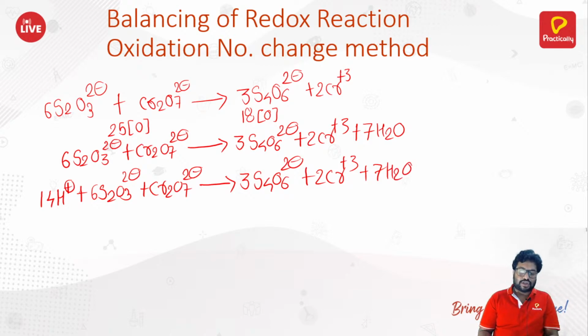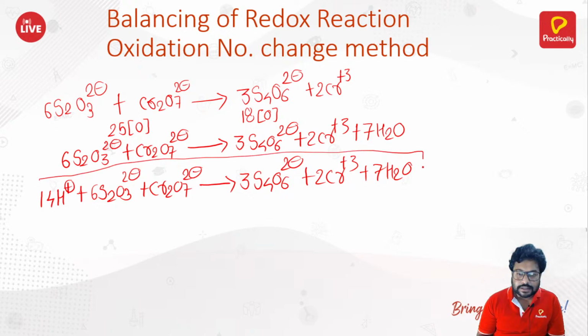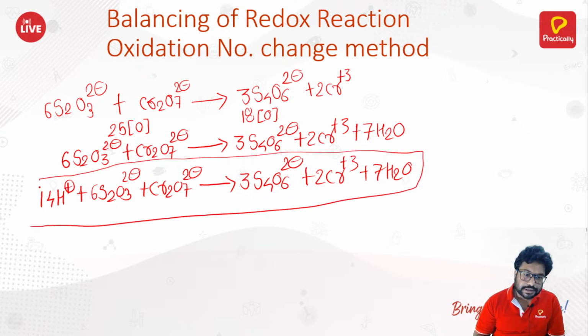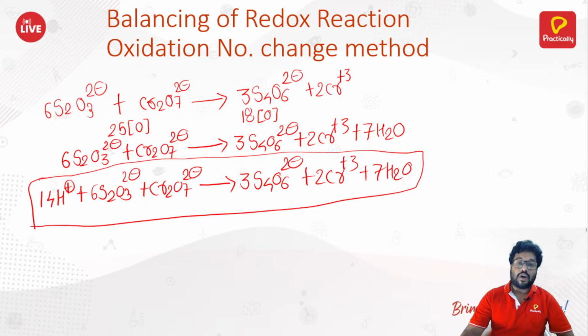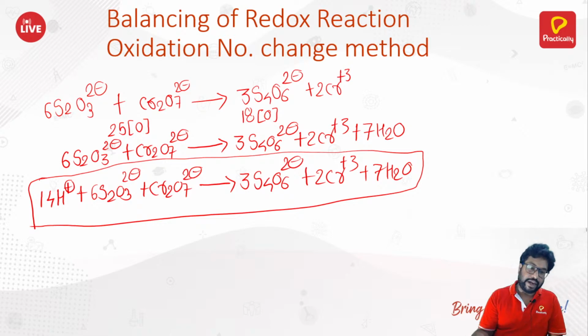If you look at the reaction, 12 sulfur are there on the left, 12 sulfur on the right. 2 chromium on the left, 2 chromium on the right. 6 into 3, 18 plus 7, 25 oxygen on the left, 25 oxygen on the right. 14 hydrogen on each side. Now you can say your reaction is balanced. That is how you can balance the reaction by using the oxidation number change method in an acidic medium.